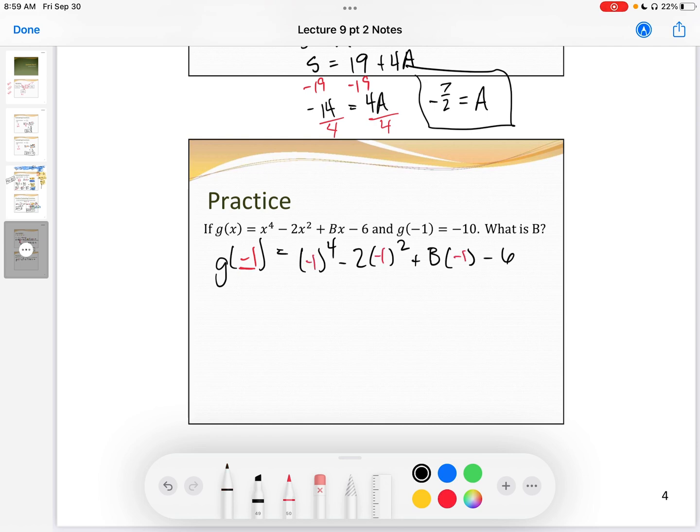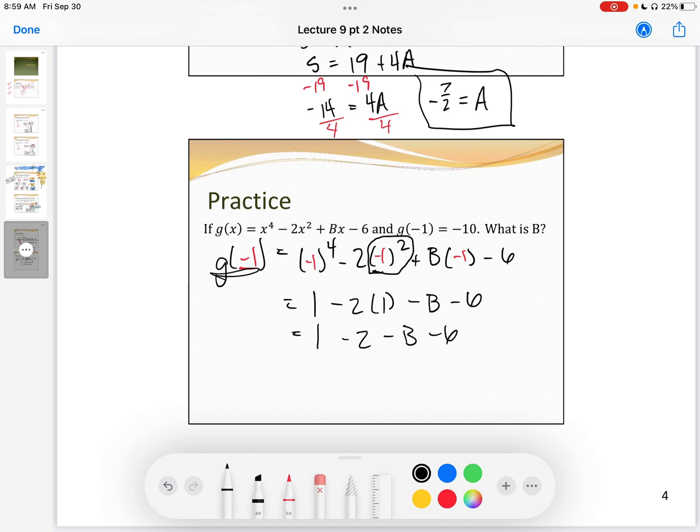So going about solving this, negative 1 to the 4th power is a positive 1. I really don't need those parentheses there. It's just a positive 1. Minus 2 times negative 1 squared. That negative 1 squared gives me a positive 1. Minus b, because b times negative 1 is a negative b, minus 6. So 1 minus 2 minus b minus 6.